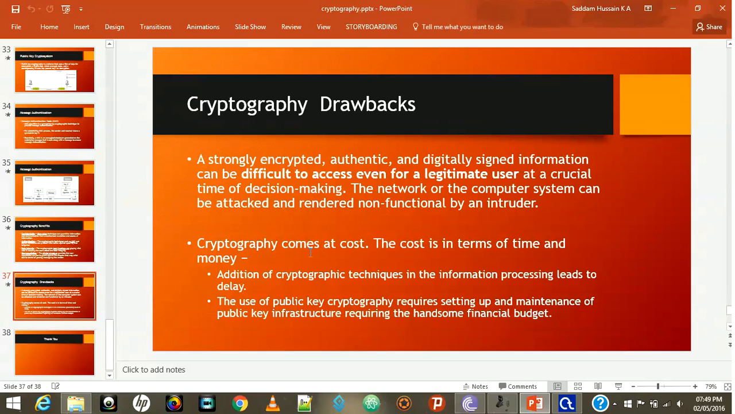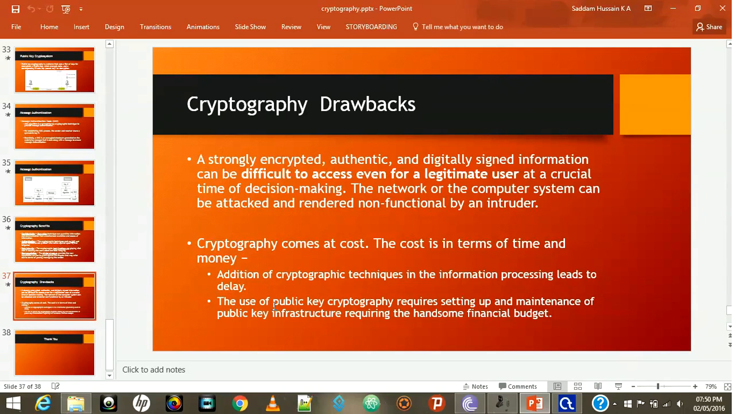And one more is that cryptography comes at a cost, in terms of time and money. The addition of cryptographic techniques in information processing leads to delay. For sending a message to the receiver, we add a cryptographic technique and encrypt it, then the ciphertext is sent to the receiver, who receives it and decrypts it to get the plain text. So there will be lots of delay. It is time consuming, which is one of the main drawbacks.